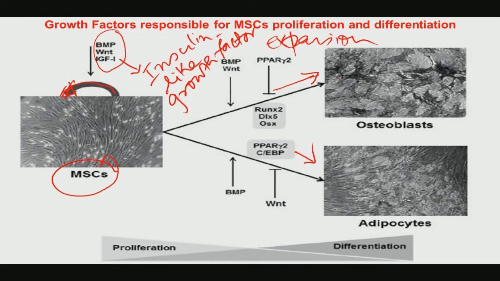Now, when you add this BMP and WNT, you see what the expression of osteocalcin, RUNX2, these kinds of genes is, which I mentioned in the last module while discussing cell culture assays or differentiation assays. If RUNX2 and the others are upregulated, then osteoblasts can be confirmed. Similarly, in the other case you can confirm adipocytes.